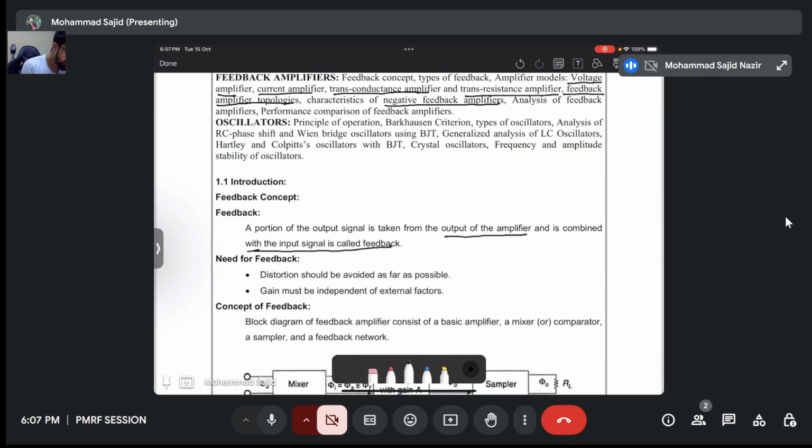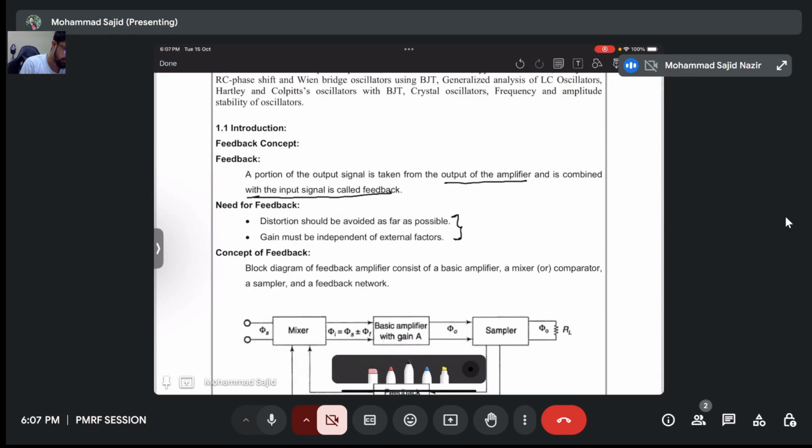So why do we need feedback? To reduce distortion, and we should have a very small amount of factors that affect your gain. So in a nutshell, we need to desensitize our circuit.